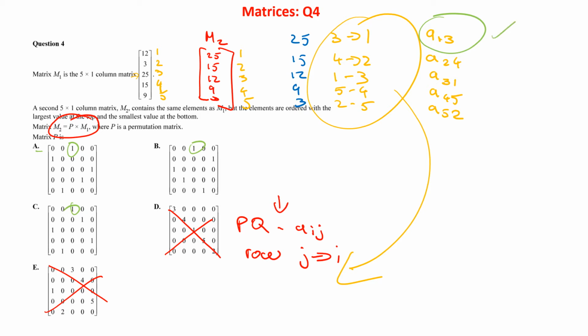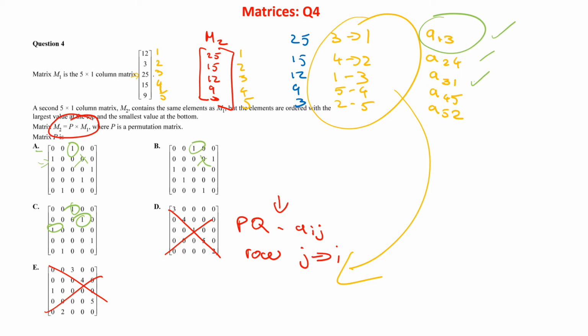So we've done that. A24. So if I then do A24, I go row 2, column 4. Do I have a 1 there? No, I don't. Then A31: row 3, column 1. Do I have a 1 there? Yes, I do.